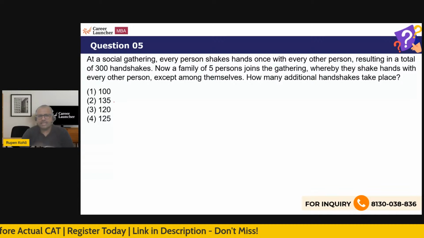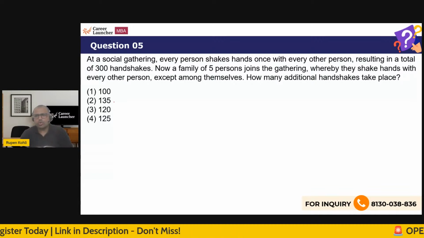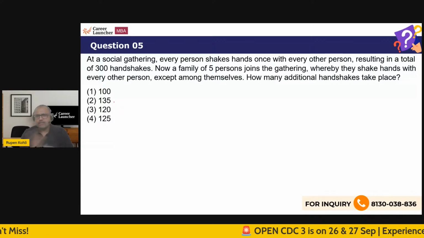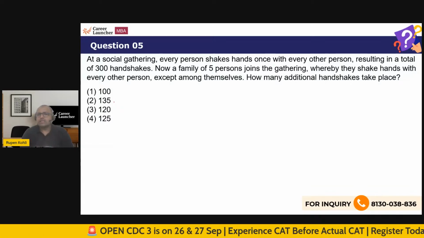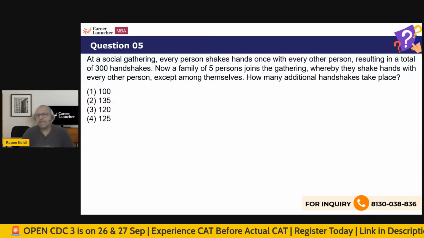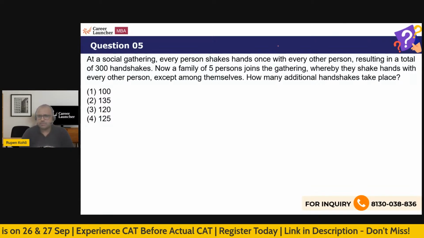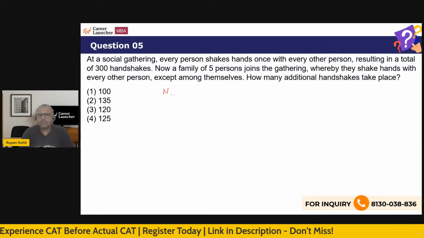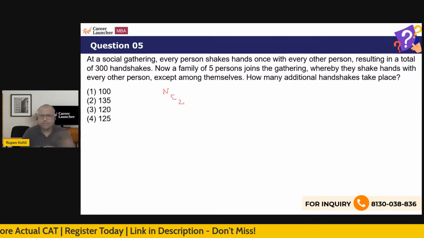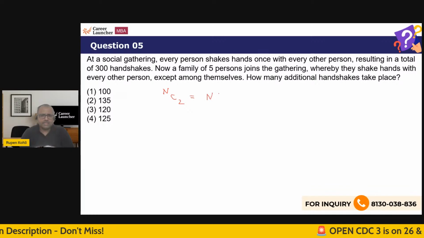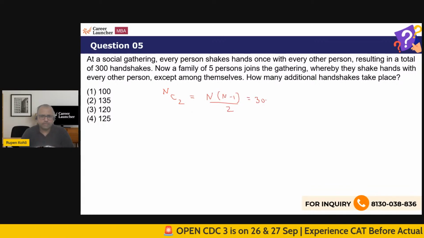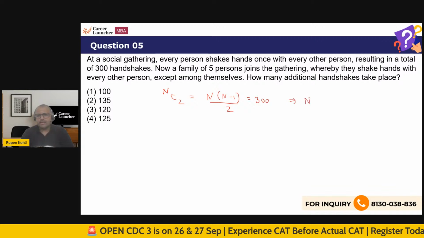Obviously, right? So there was a gathering. How many people are there? I don't know. But given that everybody in that gathering shook hands, every pair of persons is going to shake hands. So if there are n persons, obviously nC2, all the ways of selecting 2 out of n persons, is the number of handshakes. nC2 is n into n minus 1 over 2, which is given to be equal to 300. I need to solve for n.